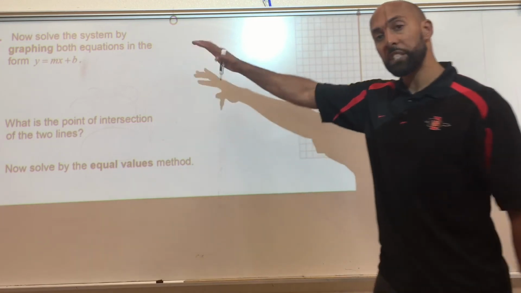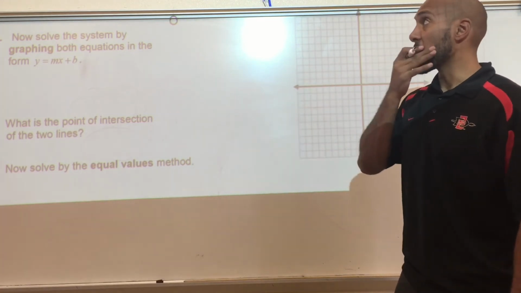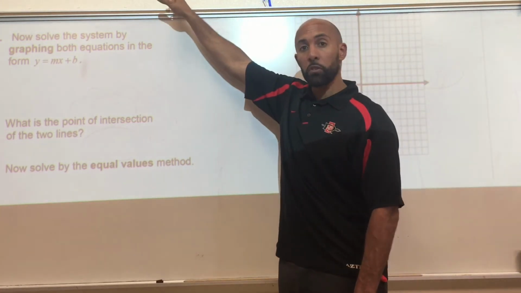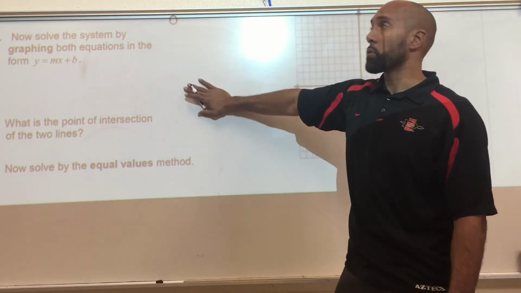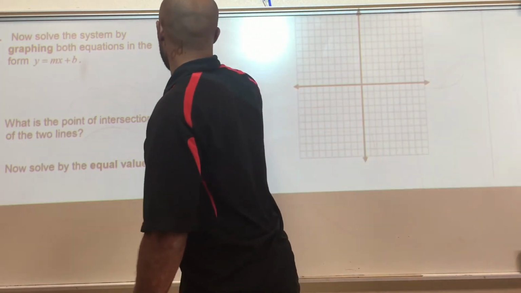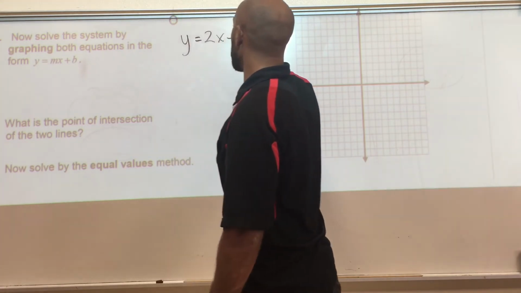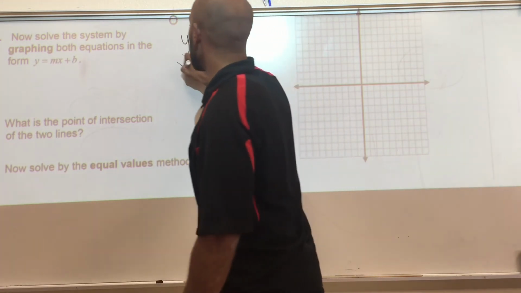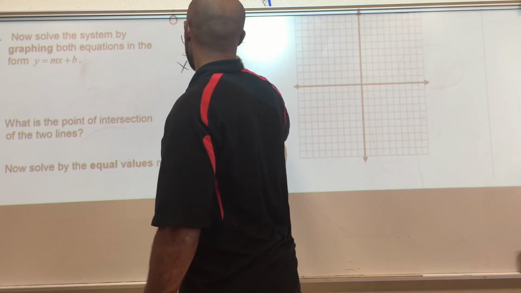Okay, so now moving on to letter B. Again, in the first one, we did substitution. Now we're going to take these two equations and graph them. So let's rewrite the equations first. So y equals 2x minus 2, and the other is x plus 2y equals 16.